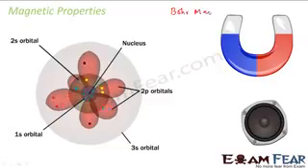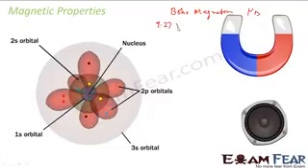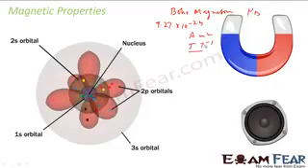Bohr magneton is the unit, and its value is 9.27 × 10^-24. The units are ampere meter square, or joule per Tesla. That is the magnitude of the magnetic moment of one electron. It is very small, but if you club millions and millions of electrons together, you get a powerful magnet.